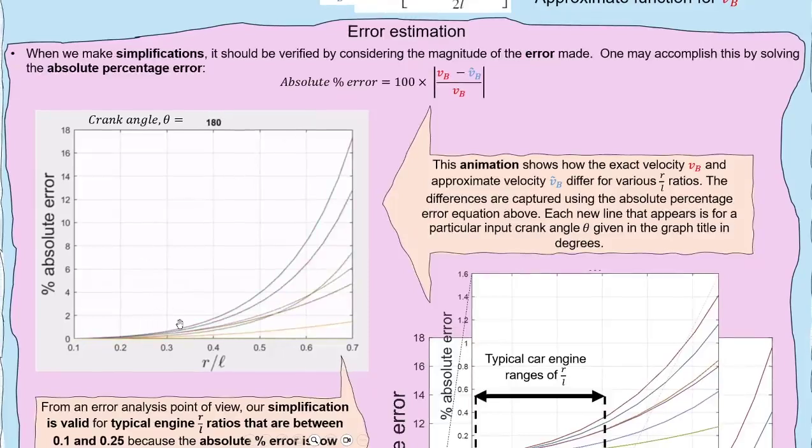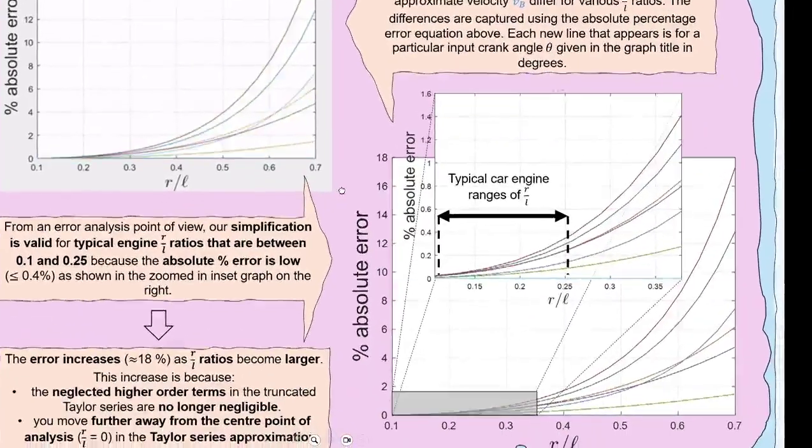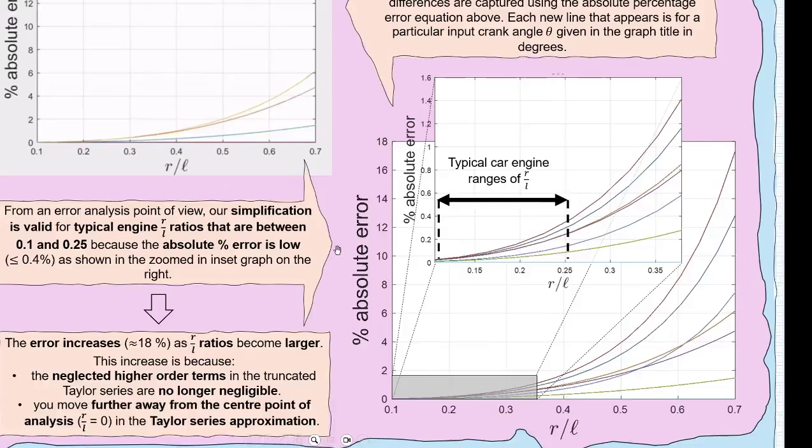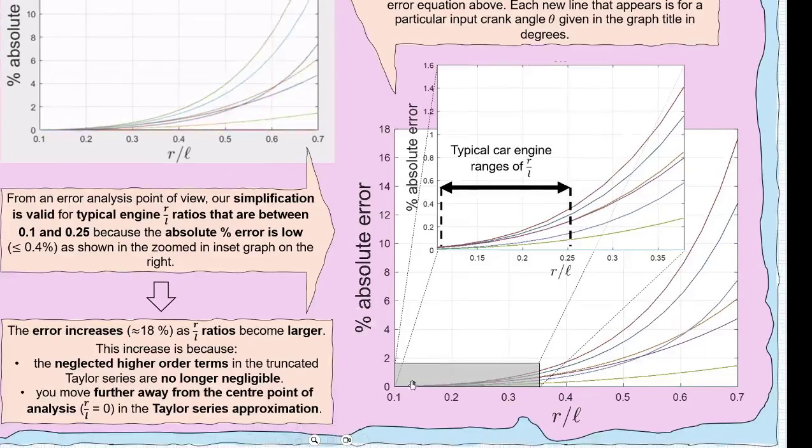This animation over here shows how the exact velocity and the approximate velocity differ for various R/L ratios. The differences are captured using the absolute percentage error equation shown here. Each new line that you see over here appears for a particular input crank angle. If we take a snapshot of this, we can make some observations about our error estimation. For example, let's look where our percentage absolute error is very low, which is in this region over here.